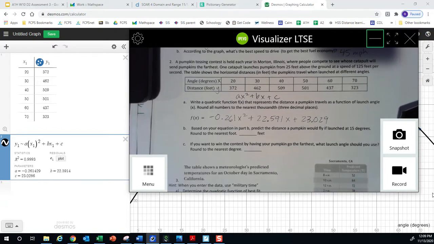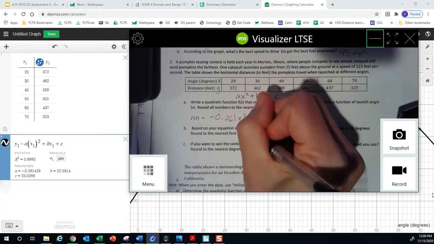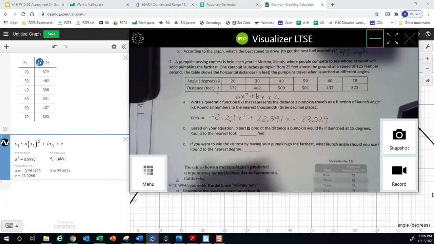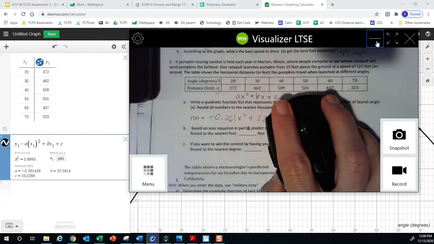Now, based on my prediction in part B, I guess that should be part A. I'll change that. Based on my prediction in part A, my equation, predict the distance a pumpkin would fly if it was launched at 15 degrees. Okay, this is what's cool about Desmos. Let's go over to Desmos.